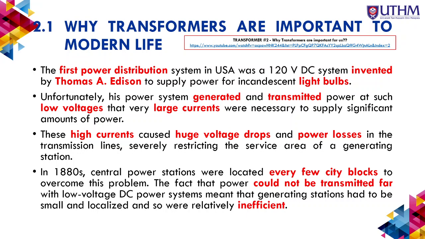So 2.1 actually is the history. I can say it's a history of why it's important. This is due to the previous inventor, Thomas Edison, and they generated DC and then tried to transmit. However, the transmission could not go too far because of inefficiency due to the high losses.